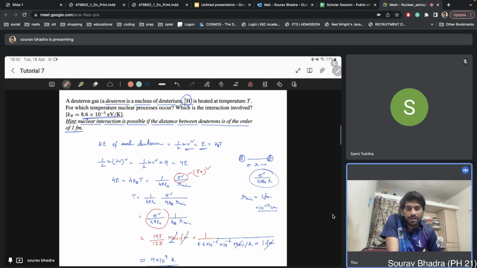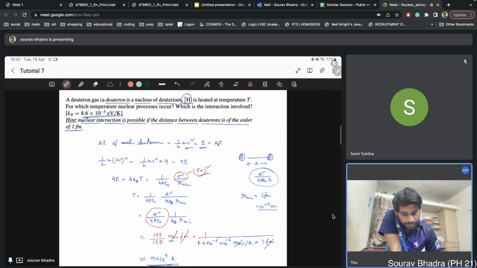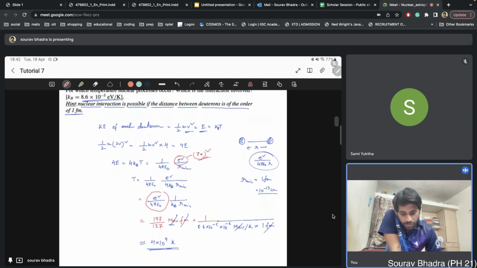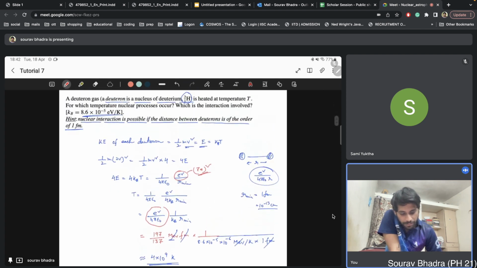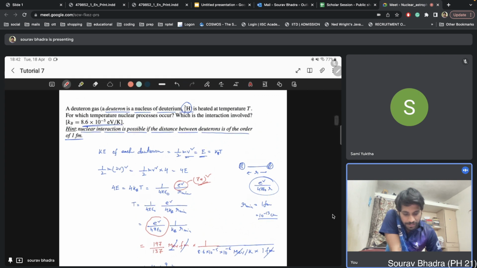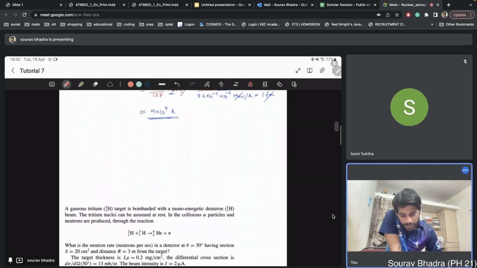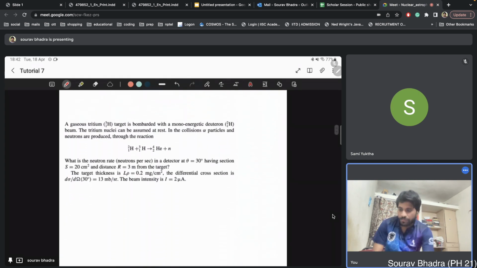So you can take this example as a generalized scenario for any reaction, and for the calculation of this type of question, what is the temperature for a reaction to occur. Okay. So the change will be just this Z. Okay, so this we have done, that 4 into 10 to the power 9 K temperature is required for the deuterium gas. Now we will go to another problem.